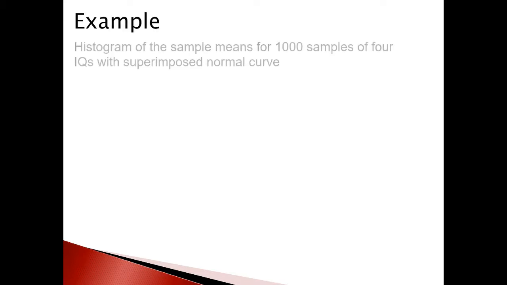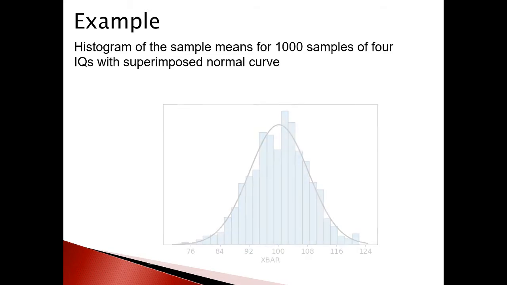Hey everyone, today I am discussing the sampling distribution of the sample mean. Let's get started. Now we are going to see an example. This example is based on 1000 samples we considered for intelligence quotients, or IQs. We also imposed a normal curve over the histogram.